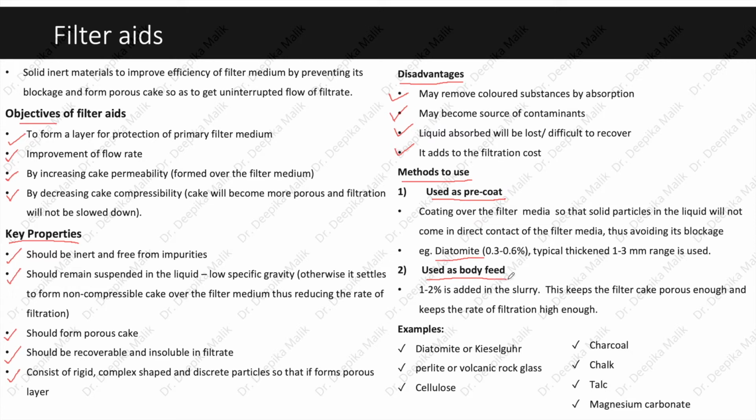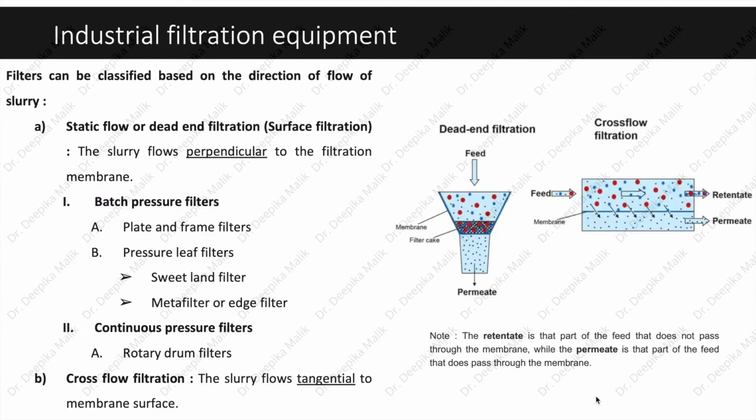Second method is to use it as a body feed. That is, it is added into the slurry in 1 to 2% of concentration. This keeps the filter cake porous enough and keeps the rate of filtration high enough. Examples for this are diatomite or kiselgur, perlite or volcanic rock glass, cellulose, charcoal, chalk, talc, magnesium carbonate.